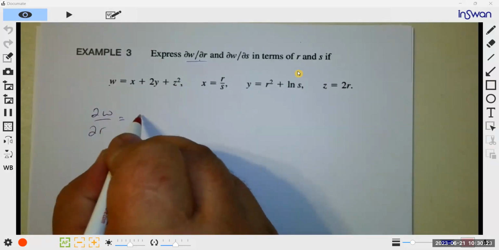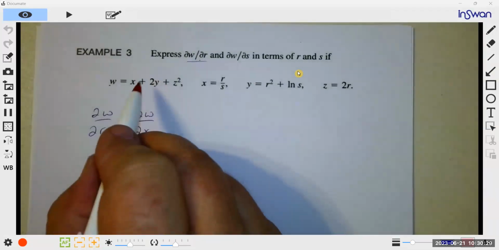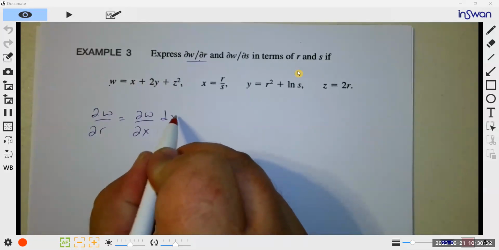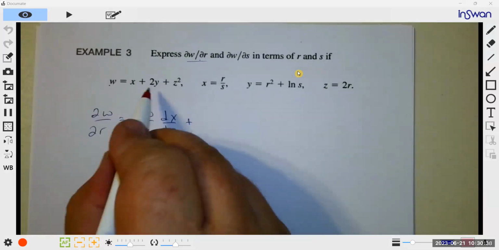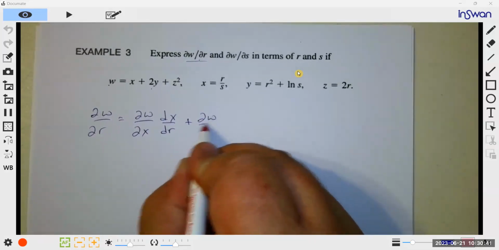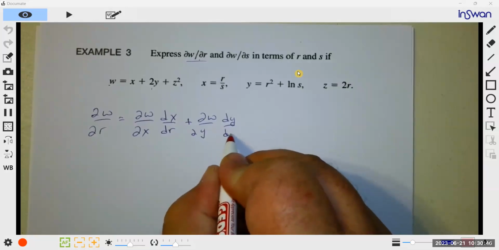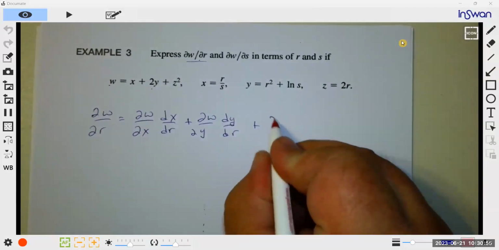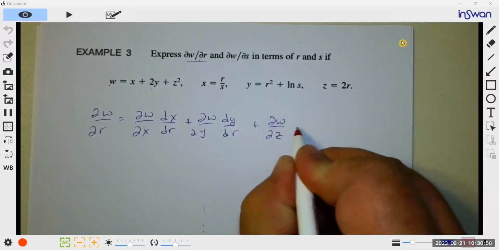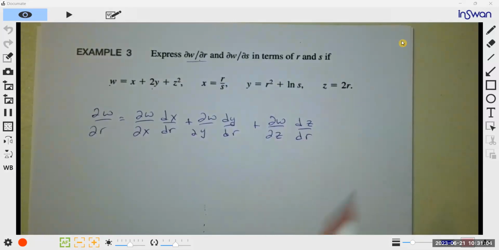Let's take this function with respect to X. Now let's take a derivative of X with respect to R. Then the partial with respect to Y, and since Y is a function of R, we can do that. And lastly, we take a partial of the function with respect to Z, and then take the derivative of dz with respect to R.